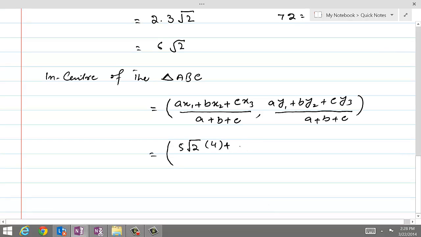5 into under root 2, 5 into under root 2 minus 2, and the third would be plus, see, that would be 6 times under root 2 into 5, divided by a plus b plus c.